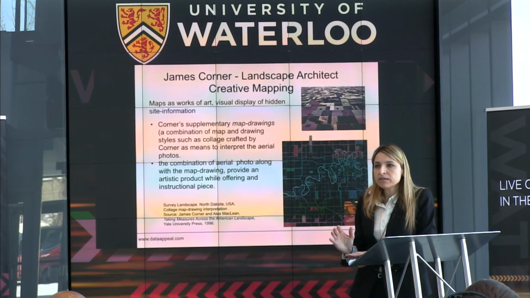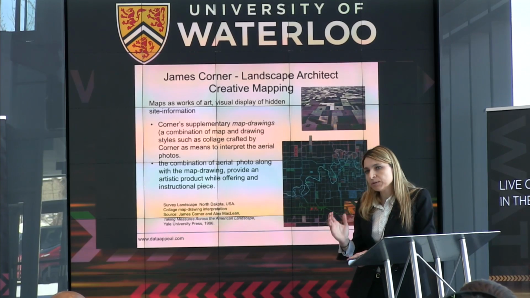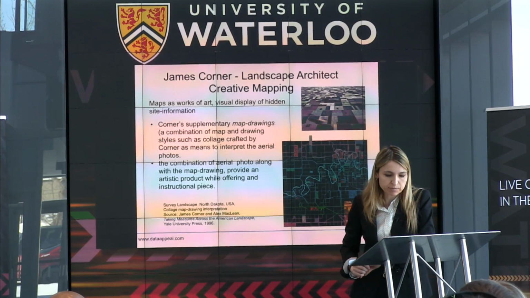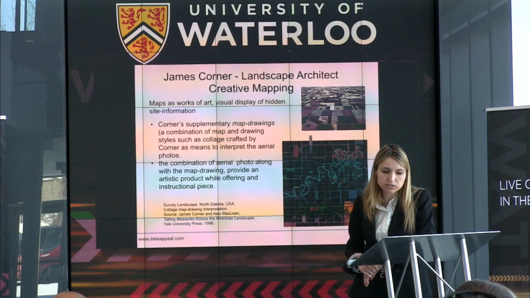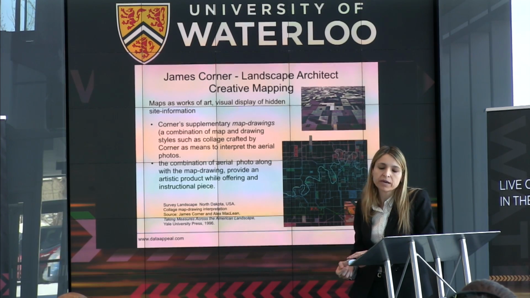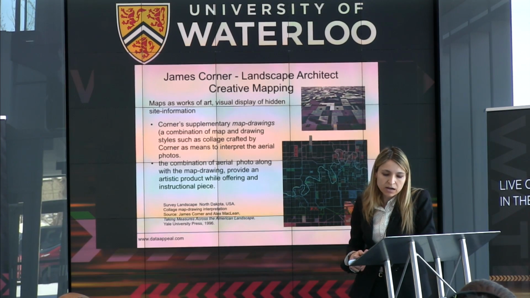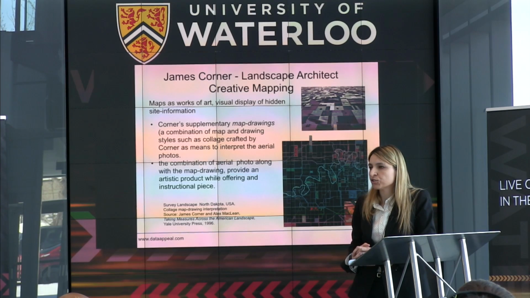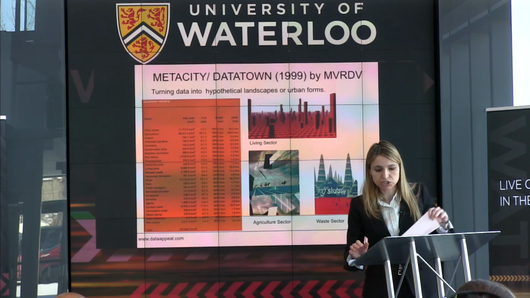So in just having the aerial photographs, James Corner took another approach. He created these supplementary, what he called map drawings, which highlighted things that are not normally shown in the aerial photographs. It could be things like a hidden riverbed, or it could be things like the grid lines of an agricultural field. He just brought that to the forefront through this type of visualization.